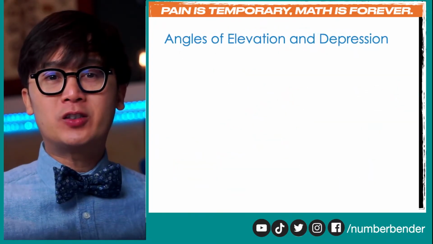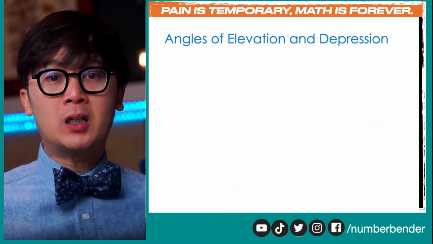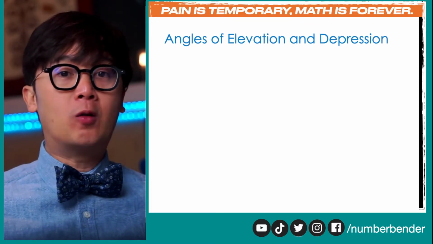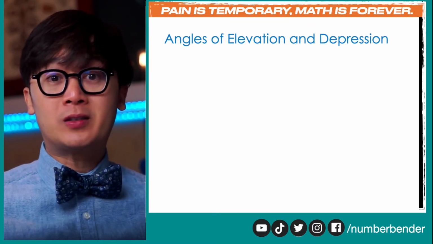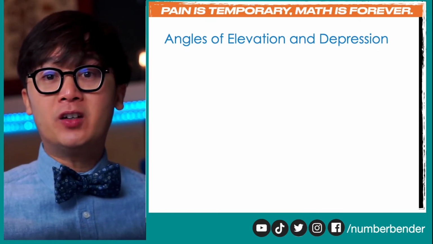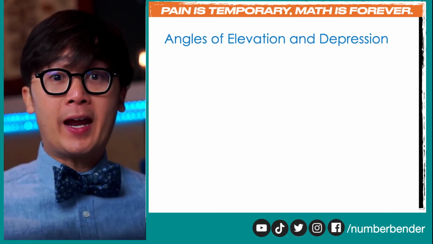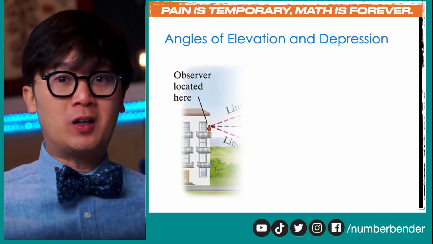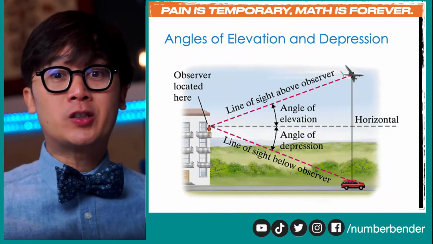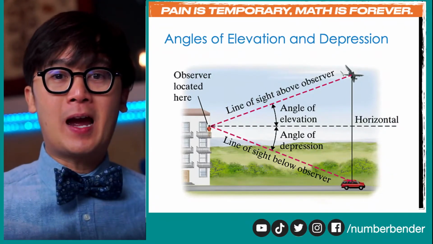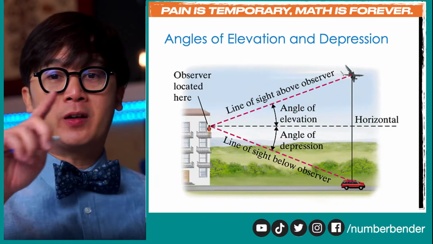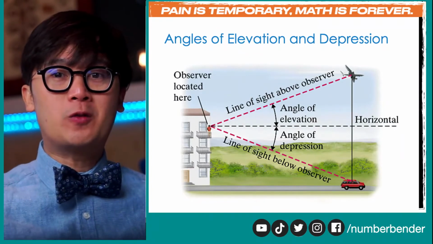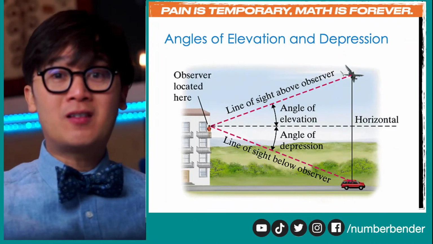Now, let's move on to the two popular keywords that we use to denote angles in word problems using trigonometry, which are angle of elevation and angle of depression. To make it a little bit more visual, let's say I'm on the third floor of a building. I'm looking at the car down below me, and I'm looking up to the plane, which is flying into the horizon.